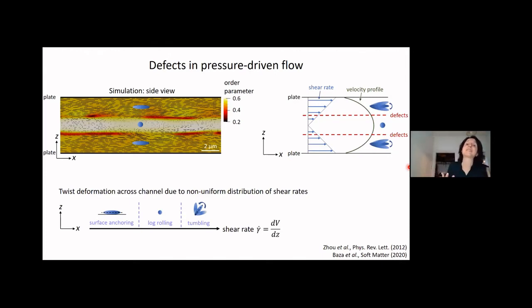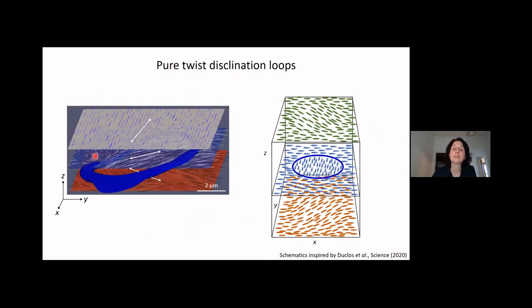Now, the simulations don't only tell us why these defects form, but they also can tell us about the nature of the defects, where we see that they are pure twist disclination loops, these structures indicated here in blue, or again here in this simplified schematic. And we see that these defects emerge from a local buildup of a twist deformation, which then gets released through the formation of these pure twist disclination loops. So these defects are a direct consequence of the smallness of the twist elastic constant.